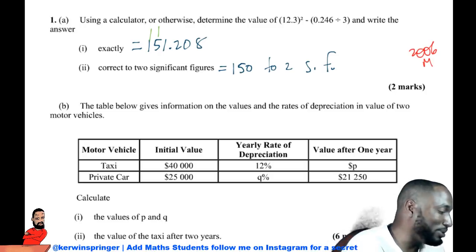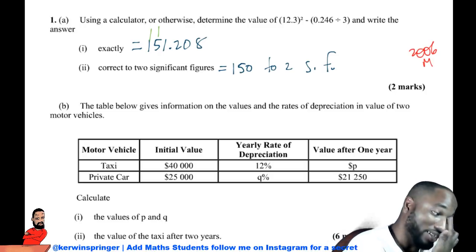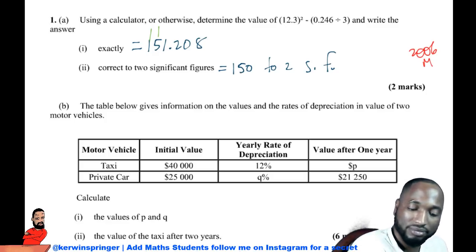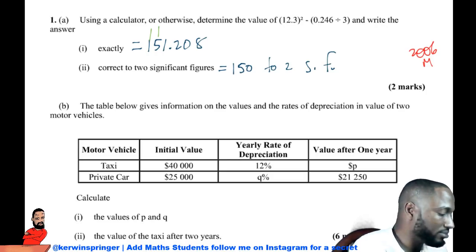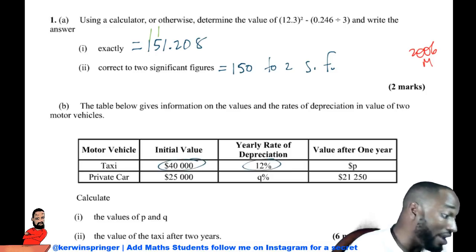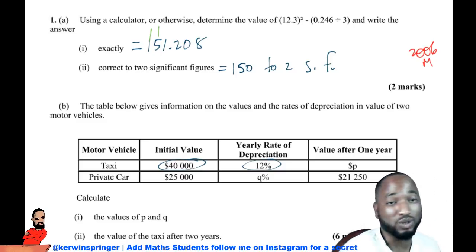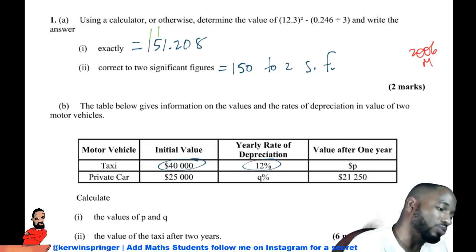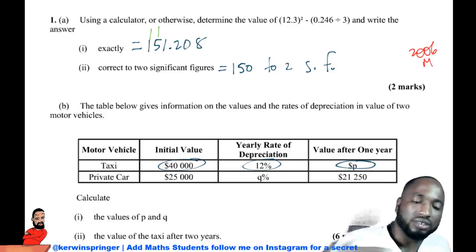Alright. So the table below gives information on the values and rates of depreciation in the value of two motor vehicles. So this is the initial value for the taxi, and it's going down by 12% every year. Wow, that's drastic. Imagine you buy a car for $40,000 and 12% of the value is cut off the next year. So this is the value after 1 year.